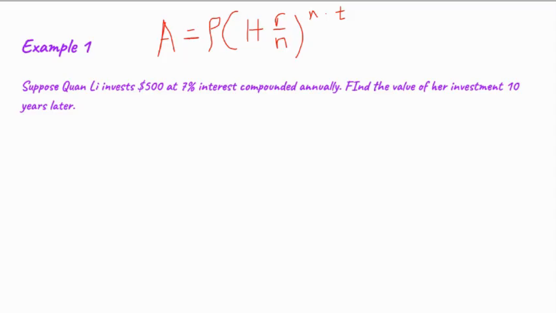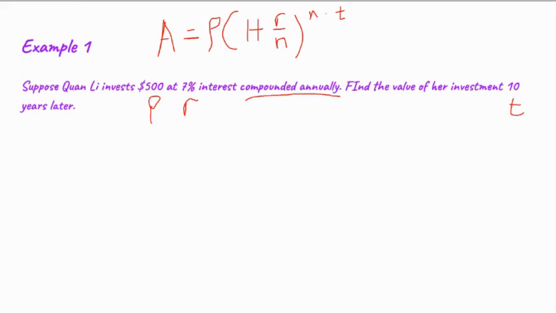Suppose Quan Lee invests $500 at 7% compounded annually. Find the value of her investment 10 years later. So P is your principal. That's always your starting amount of value. We went over that with other forms of exponential functions. P will always be your starting value. Your rate is R, and that's the percentage. And then obviously years is T, that's time. Now the N is how many times it's compounded.